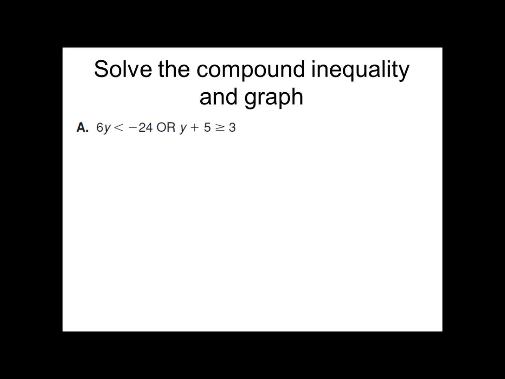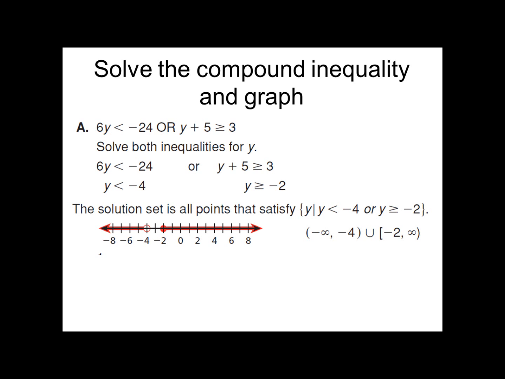To solve a compound inequality and to graph it, we just need to treat each inequality separately and solve accordingly. So with my inequality on the left, I just need to divide by the 6 and I get y is less than -4. To solve the inequality on the right, I subtract over the 5 and I get y is greater than or equal to -2.